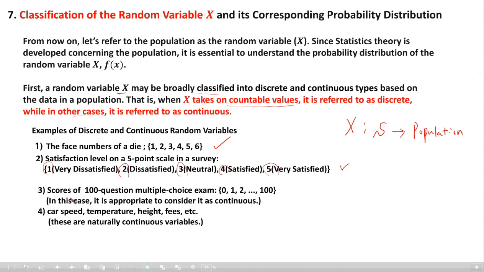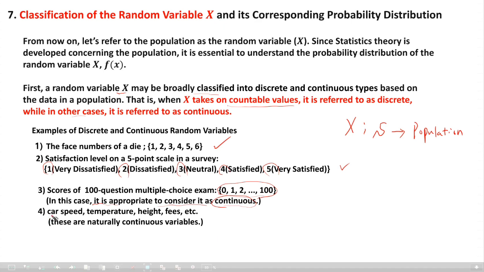Third, scores on a 100-question multiple choice exam. Then scores are 0, 1, 2, 3, 4, up to 100. How many are there? 101 values here. So we can say it is discrete, but actually it is appropriate to consider scores as a continuous type of random variable.